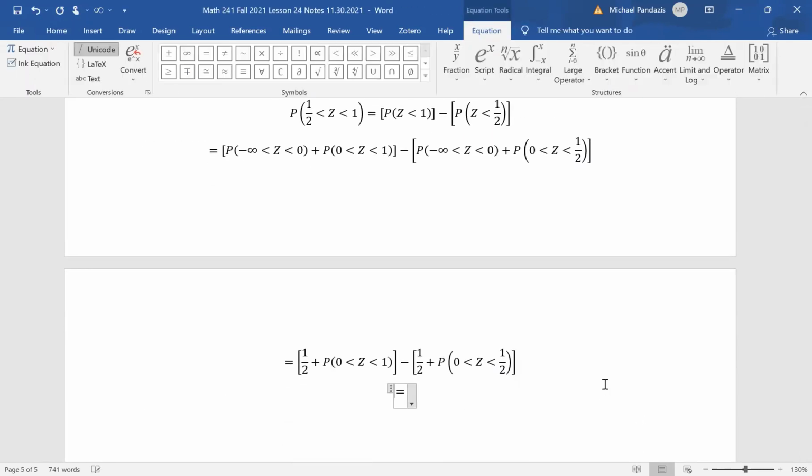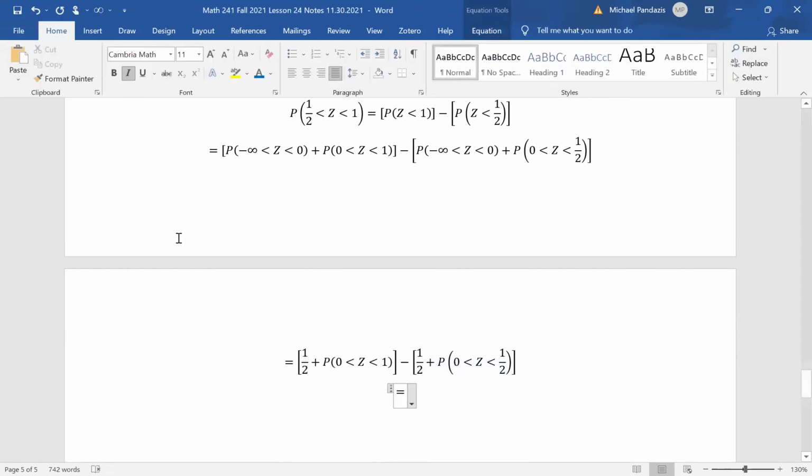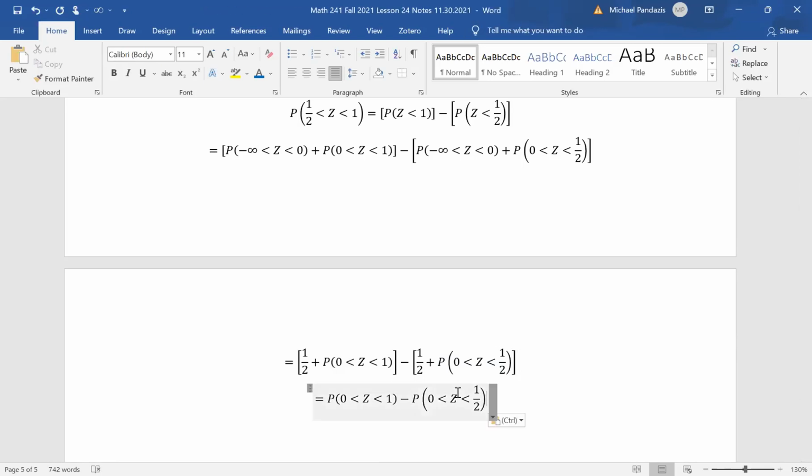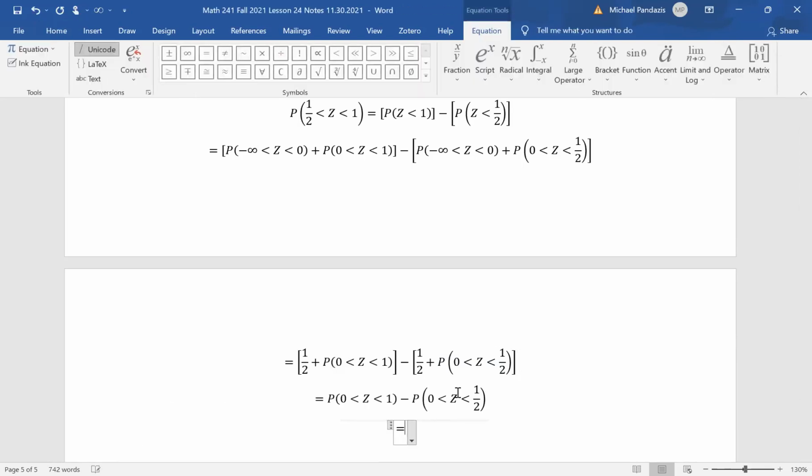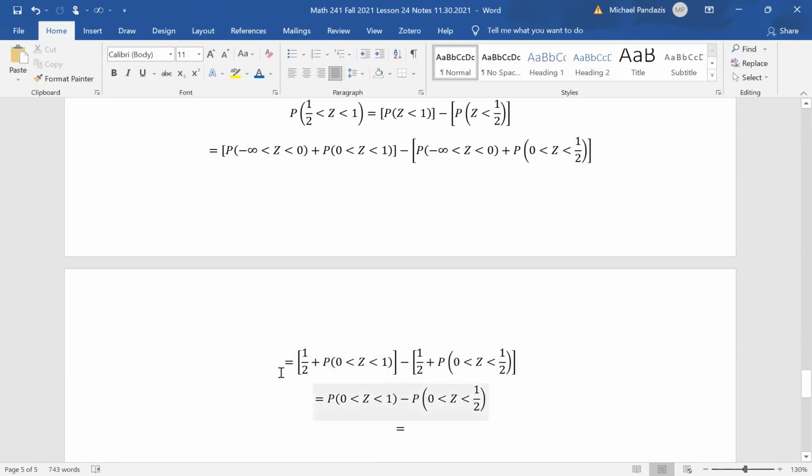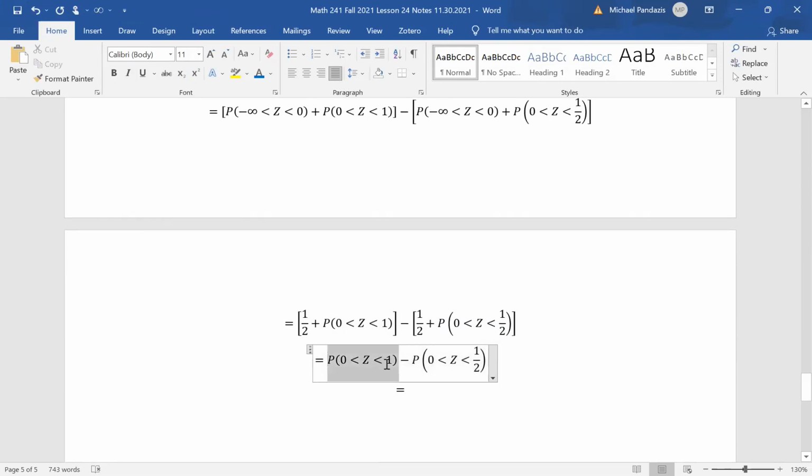Okay. And so now this is equal to, the 1/2s cancel. This 1/2 minus this one cancels, and you're left with this probability minus this one. So we've now broken down our problem to finding this probability minus this one. And in our table, we can use the table to find the values of these two probabilities, because it's the probability from 0 less than capital Z less than little z. This is for little z equals 1. This is for little z equals 1/2. So we need little z equals 1 and also 1/2.